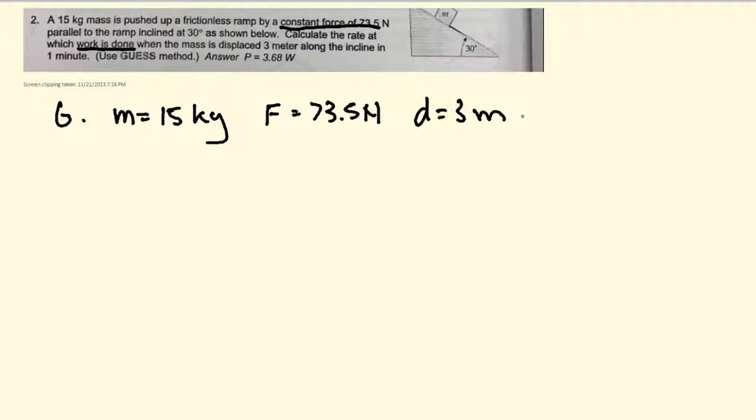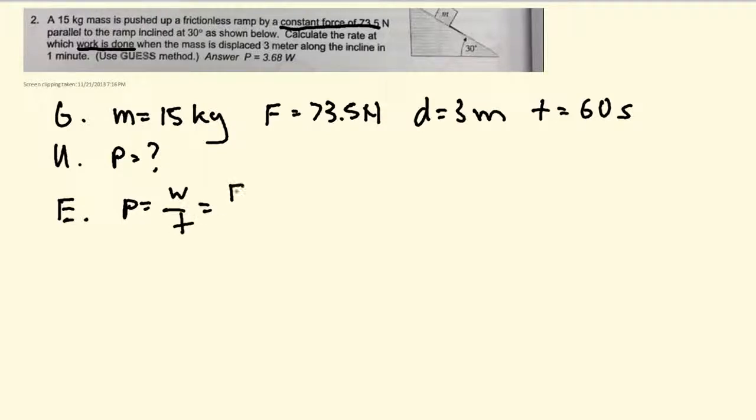And so you're given the mass is equal to 15 kilograms. The force is a constant force of 73.5 newtons. The angle is 30 degrees, but we don't care about that because we are only worried about this force. And the displacement is 3 meters. And the time is 1 minute, which is 60 seconds. And so our unknown is we are trying to find power. Our working equation, power is equal to work over time, which is also equal to force times distance over time, and that is going to be our working equation.